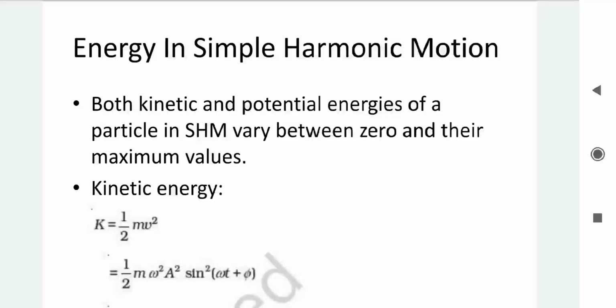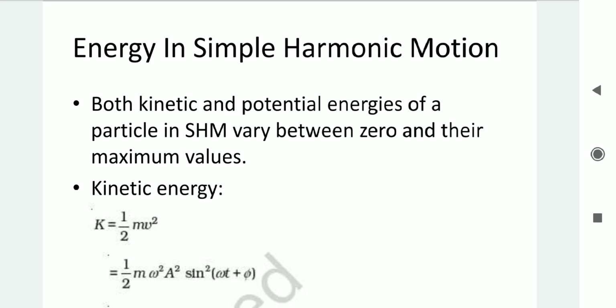Now let us understand energy in simple harmonic motion. In simple harmonic motion, we are going to focus on the total mechanical energy of the object. Total mechanical energy covers the kinetic energy and potential energy of a particle. So let us understand first the individual energy components, and then we are going to add both the values to get the total mechanical energy of the particle or object.